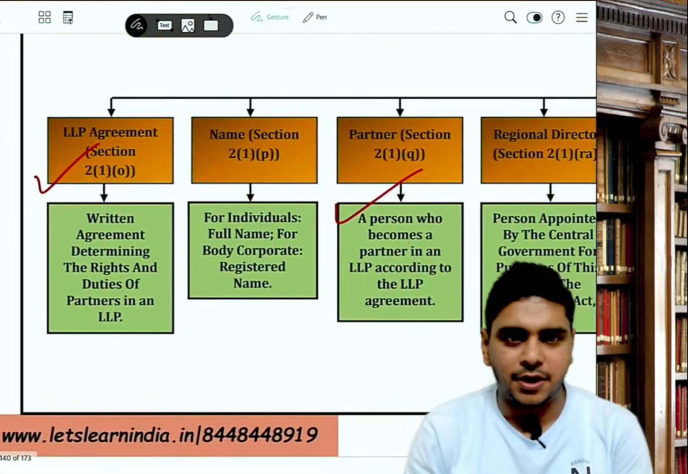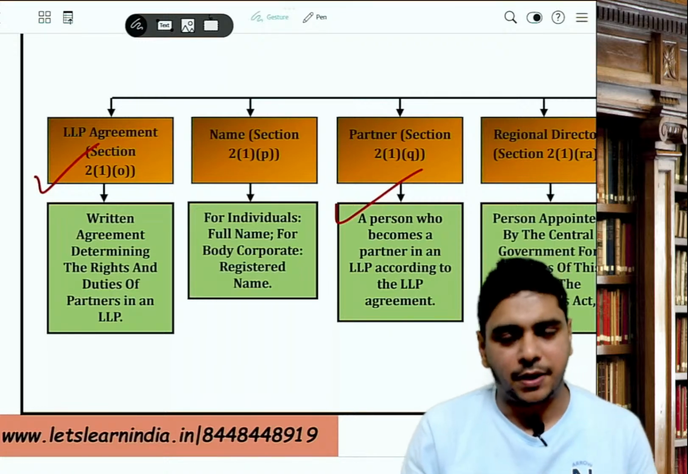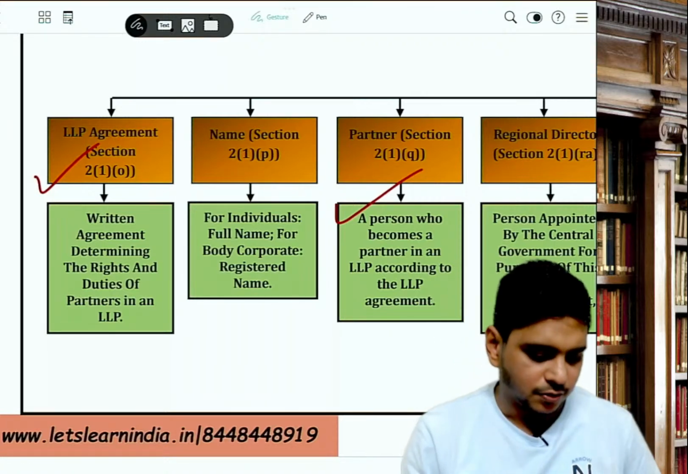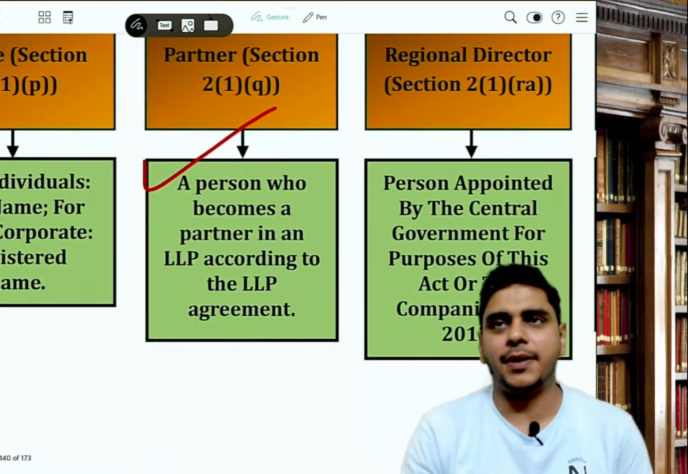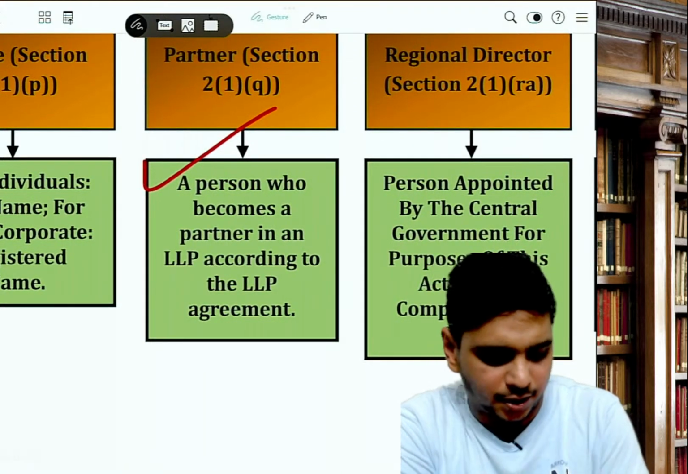So what is an LLP agreement? It's a written agreement determining the rights and duties of the partners of the LLP. Who is a partner? A person who becomes a partner in the LLP as per the LLP agreement.